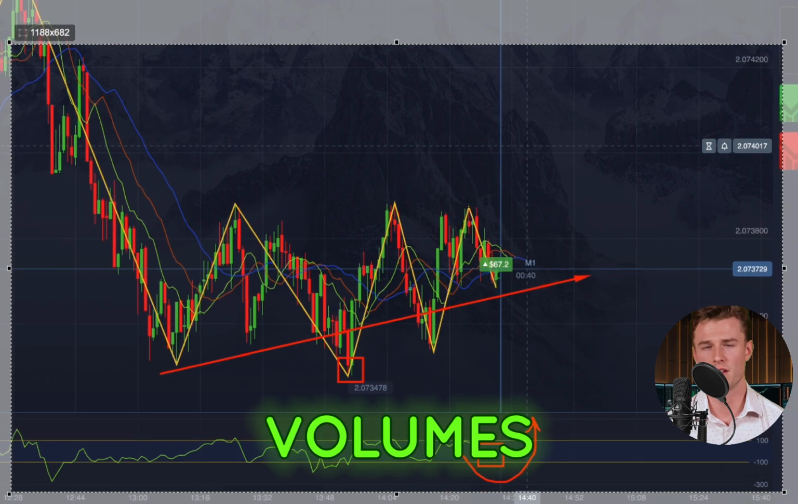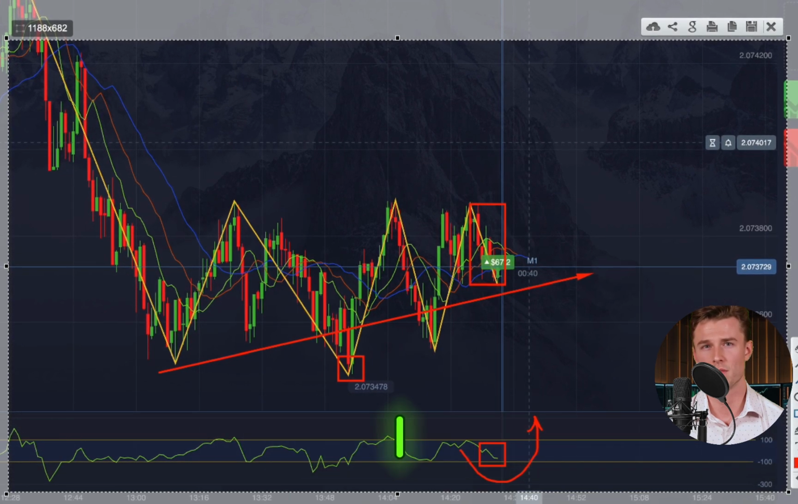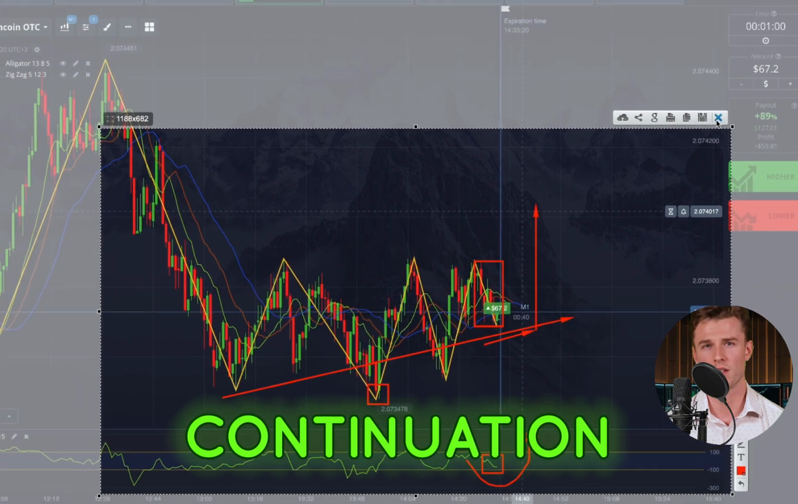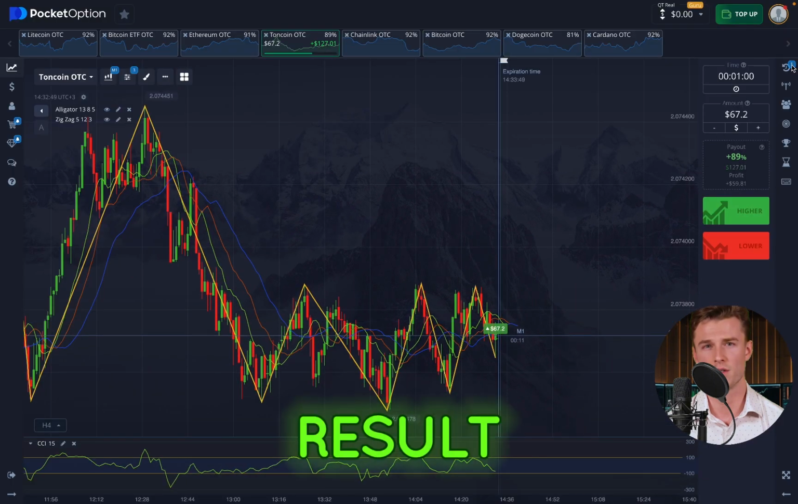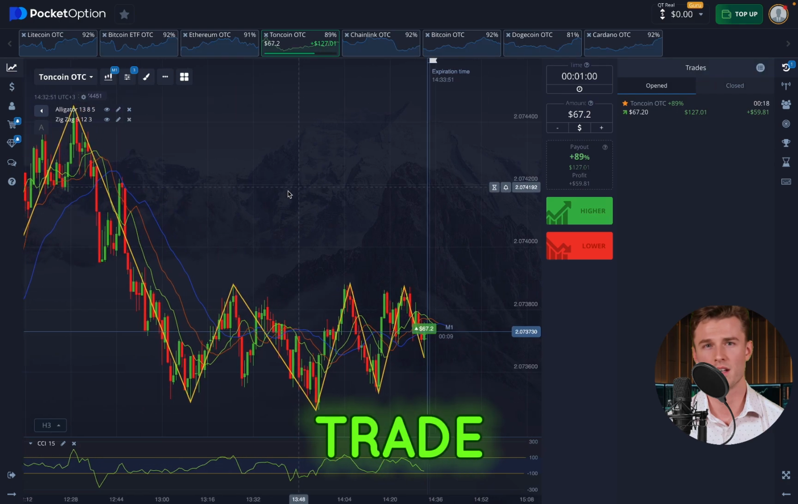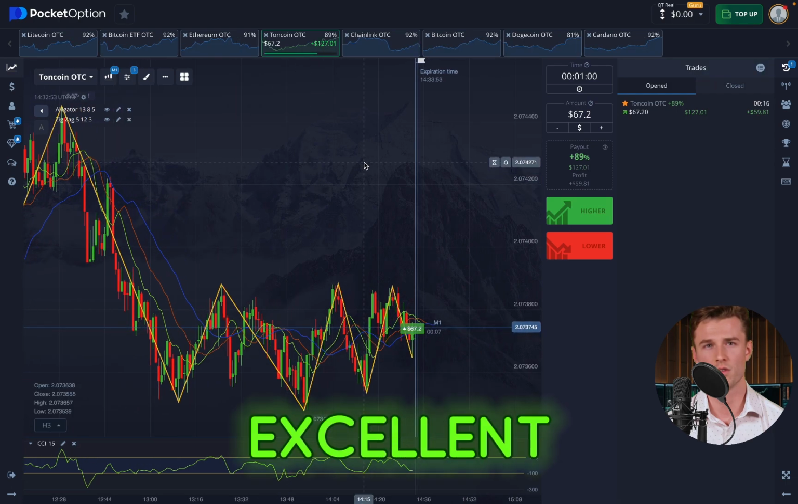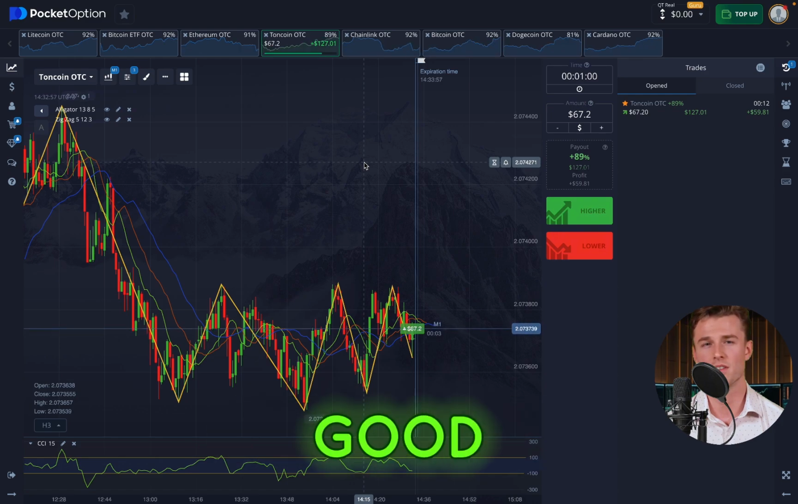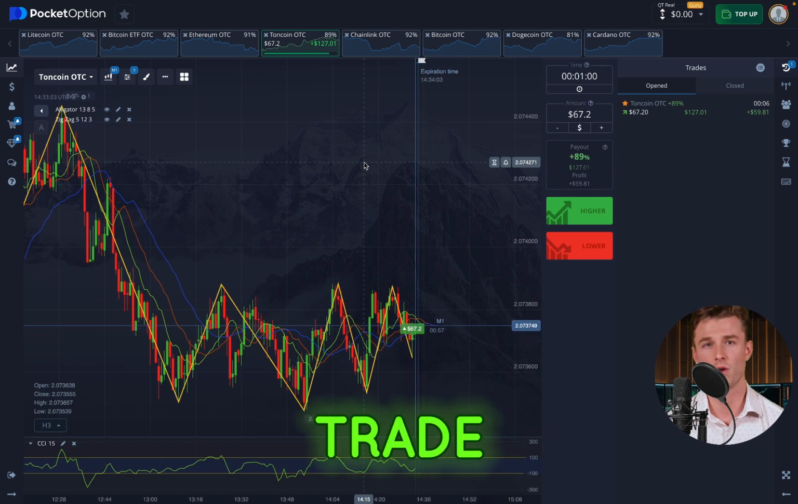More upward volumes. After this pullback, I am emphasizing my attention on further upward continuation. Watch for the result. And the trade is closed in plus. Excellent. The signal has worked out completely. It is a very good and reliable signal here. Let's change the amount of values of the trade.